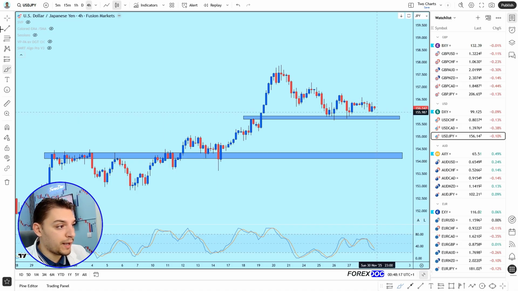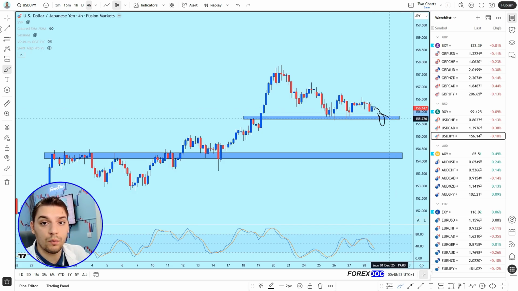If price goes down to break this zone and forms bearish pressure, then our plan to buy will not be valid anymore. Then we will have to wait for new bullish pressure and bullish structure and then to look to buy, but for now we want to wait for the price to react to this zone one more time.